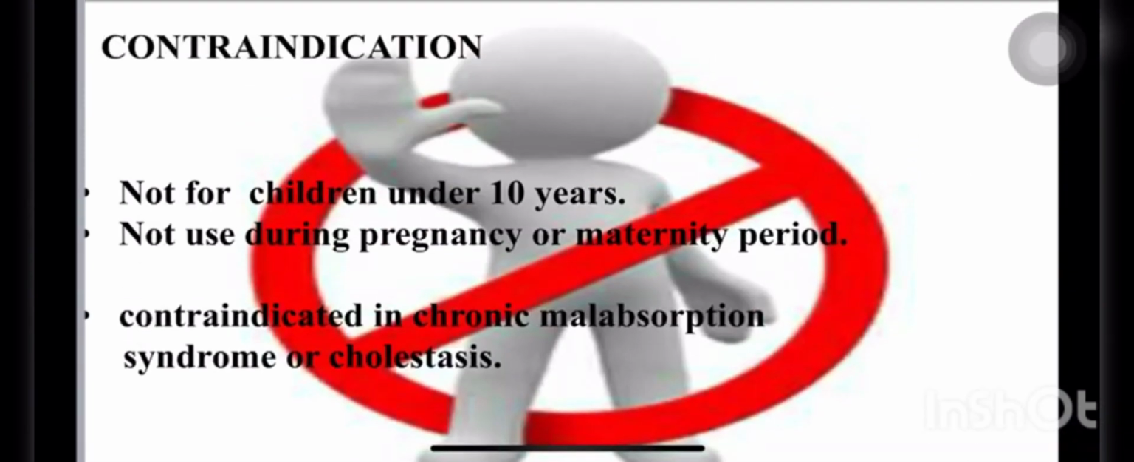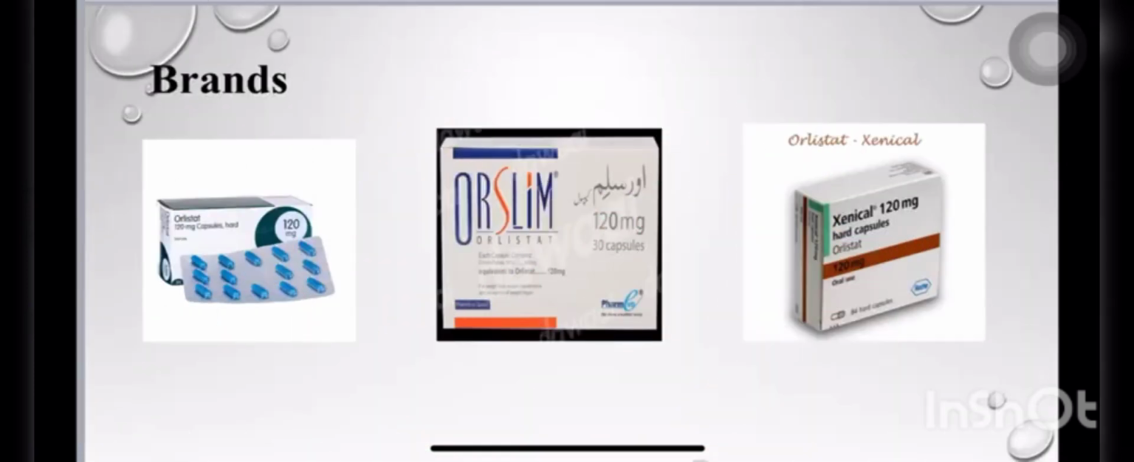Here are the contraindications of Orlistat: not for use in children under 10 years old, not used in pregnancy and the maternity period, and contraindicated in chronic malabsorption syndrome and cholestasis. These are the available brands in the market: Orlistat, Orlisum, and Xenical. That's all. It is an overview of an anti-obesity drug which is known as Orlistat.